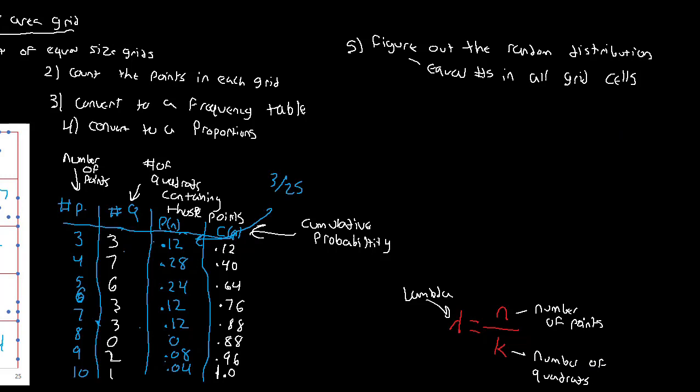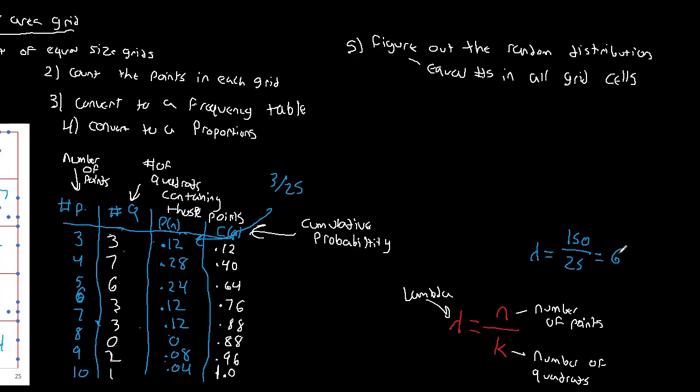We can quickly do the math for our own new data set here. Our lambda is going to be equal to the number of points, which we said was 150, divided by k, which we said was 25. So 150 divided by 25 should give us 6. So our lambda in this case, the average number of points per quadrat, or put another way, the number if every grid cell has an equal number, would be 6.